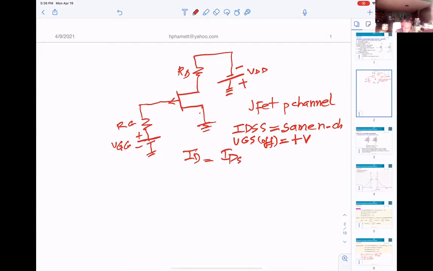ID equals IDSS times 1 minus VGS over VGS off, squared. Okay, so they will be the same formula. The only thing is you see the P channel, then the VDD will be negative and the VGG will be positive. That's the difference from the N channel.